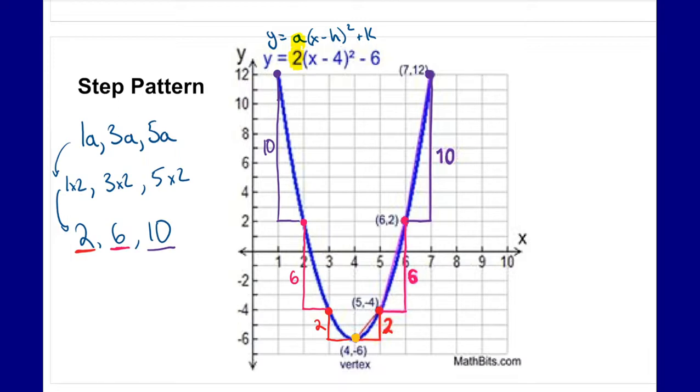So it gives us an idea of how to plot a few more points on our quadratic. We may be able to just plot the vertex, maybe the y-intercept, and depending on if we convert it to factored form, we would be able to plot the x-intercepts, but this allows us to plot a few more points. This is just an example explaining what the step pattern is.